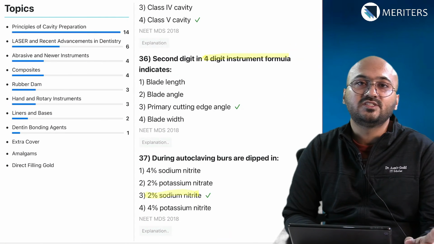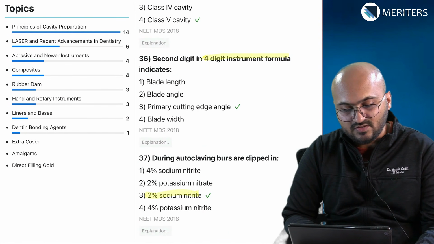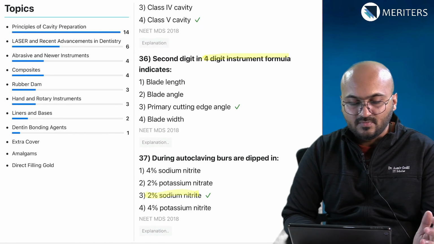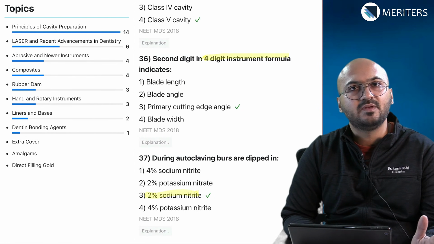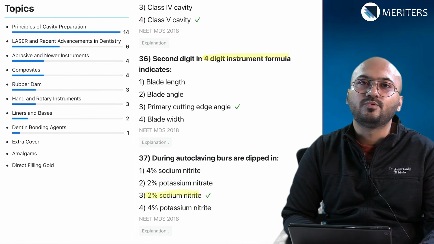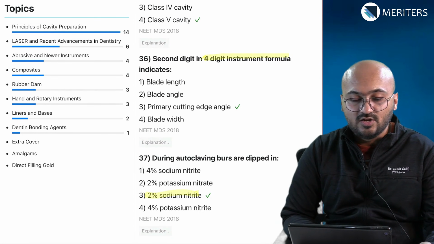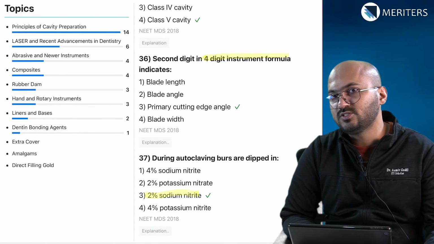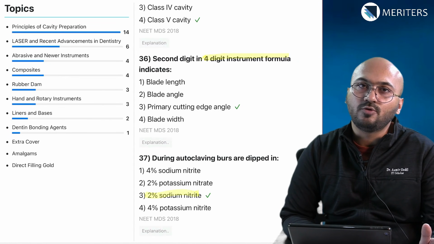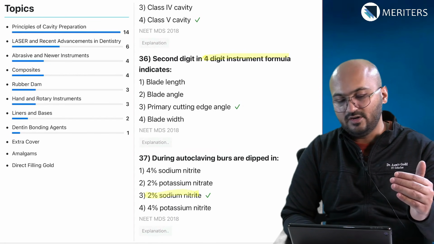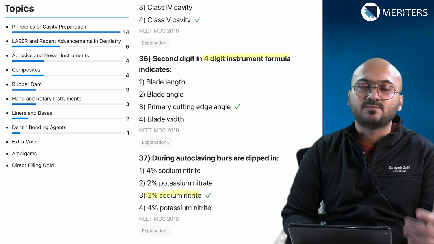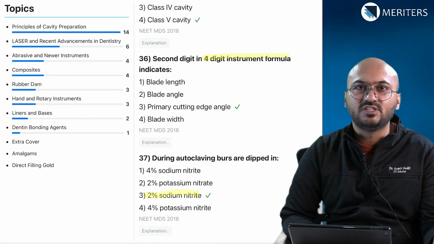where maximum questions in cons are asked from principles of cavity preparation and then followed by the other topics. So the other topics are more or less the same level of importance, but your primary focus in conservative dentistry should be on principles of cavity preparation followed by the other topics. Now, whenever I say other topics are not so important, it is only based on the recall from previous years. You can always expect newer questions from any of these topics.